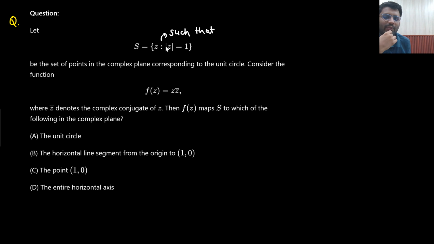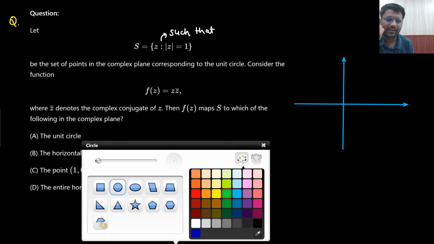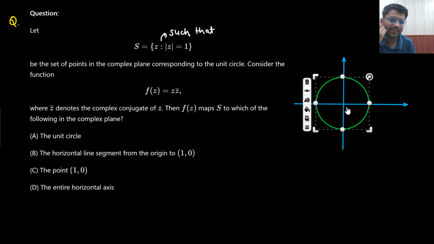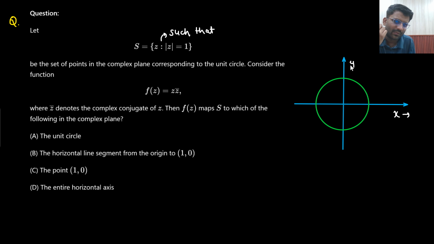It is a set of all the points in the complex plane corresponding to the unity circle. That means we are talking about all the points which are lying on this particular circle. This is your x and this is your y. So we are talking about all the points which are lying on this circle.